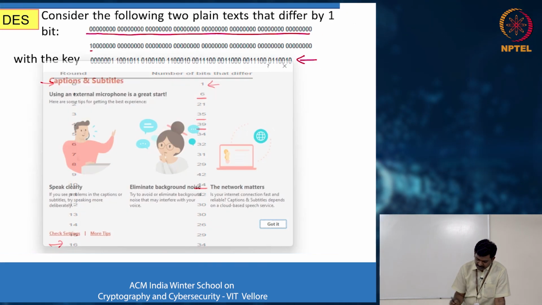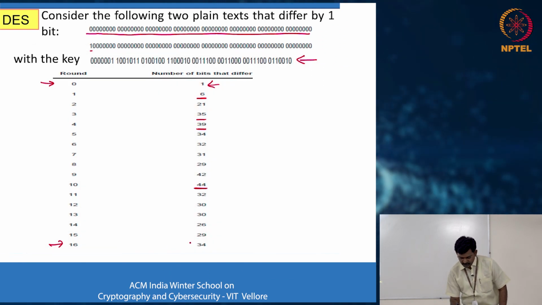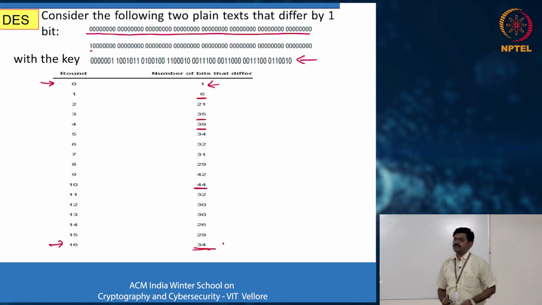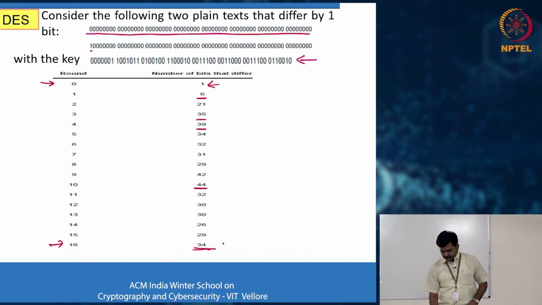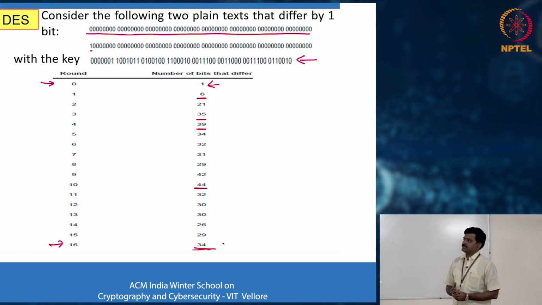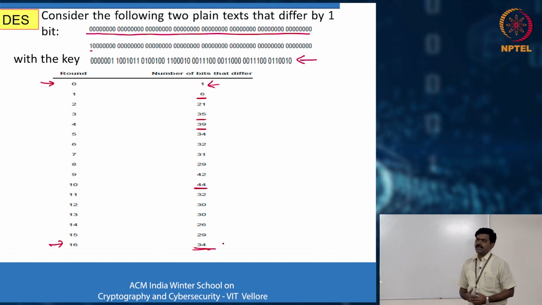Of course, we go for 16 rounds, so at the end of the 16th round, you have 34 bits that differ, right? So this is called the avalanche effect, not only for DES, any encryption algorithm.